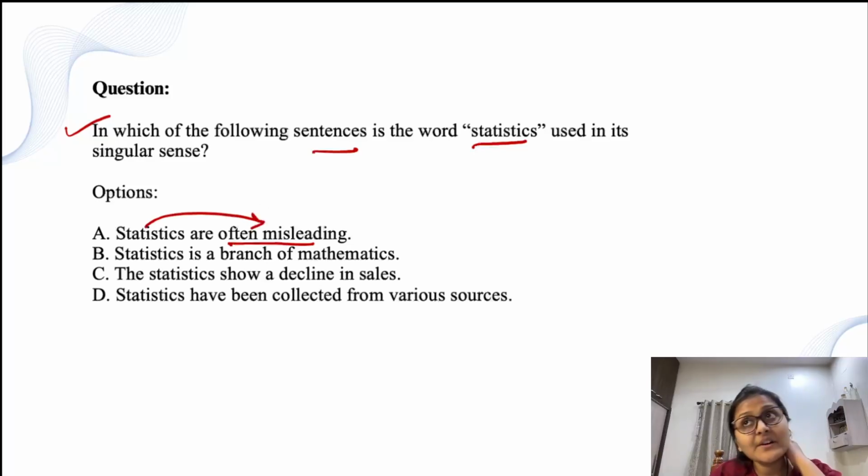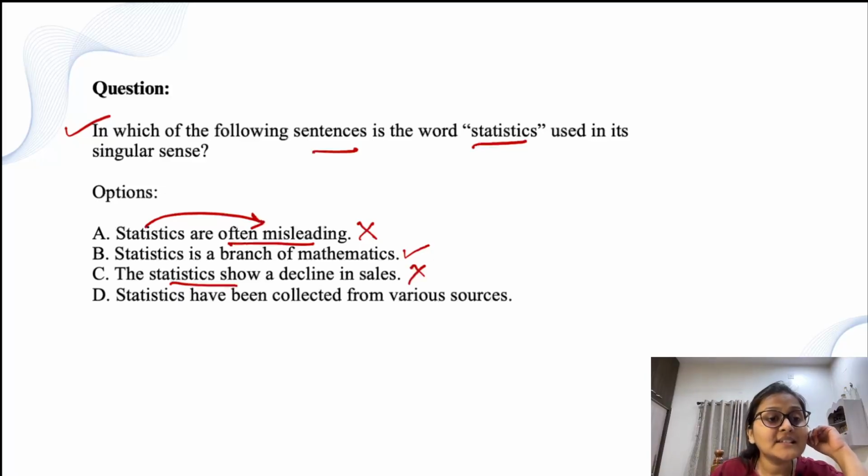No, statistics, if it is being interpreted in the right manner, if the enumerator is not doing any sort of biasness, then statistics will majorly give right answers. So the first statement is absolutely wrong. Moving to the next, statistics is a branch of mathematics. Right, statistics, as we know, is a branch that is being studied under mathematics. The third option is statistics show a decline in sales. We are not interpreting any sort of data over here, right? So how could we say that statistics show a decline in sales? So this statement is even wrong.